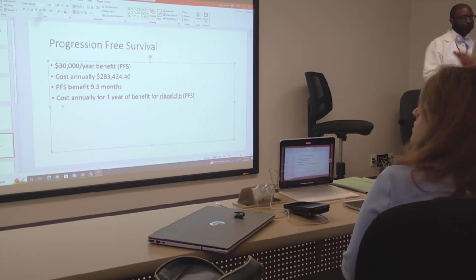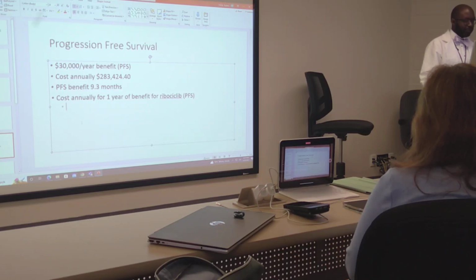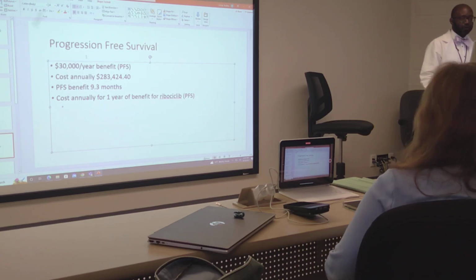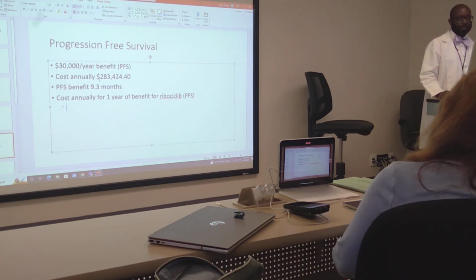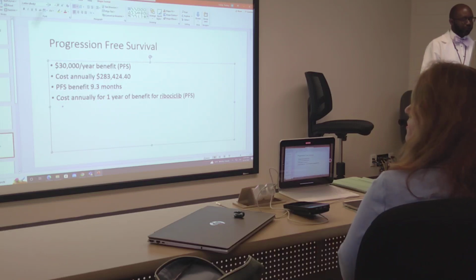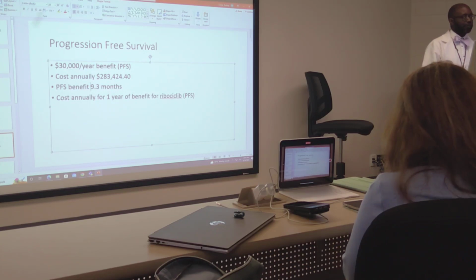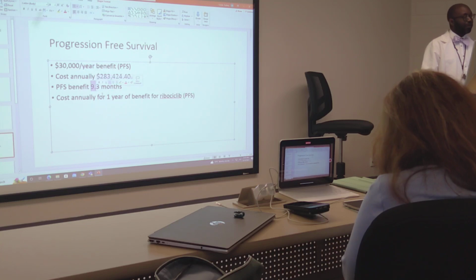Well, the first problem here is that we're not actually getting a year's worth of progression-free survival. This drug, we're saying $30,000 is what we would consider it to be worth. But it's costing us $283,000 every year to treat the patient with the drug. On top of that, it's not giving us a year's worth of progression-free survival. So our ceiling is actually 9.3 months.